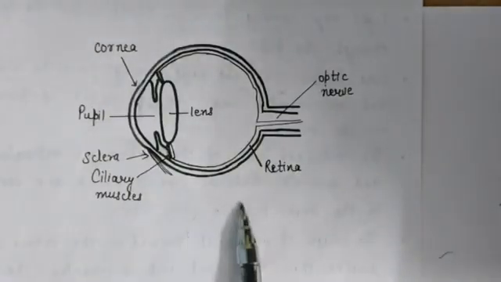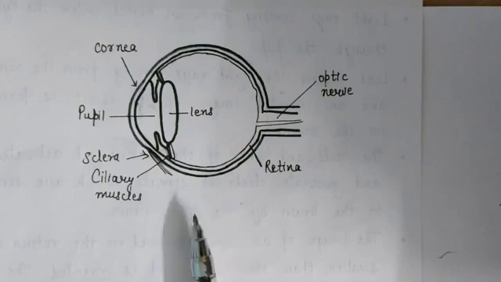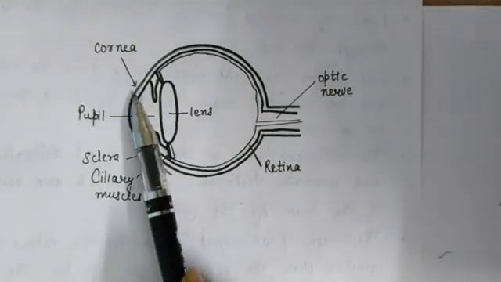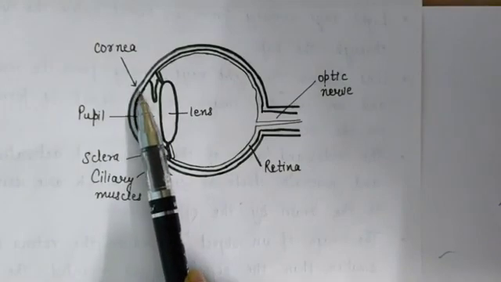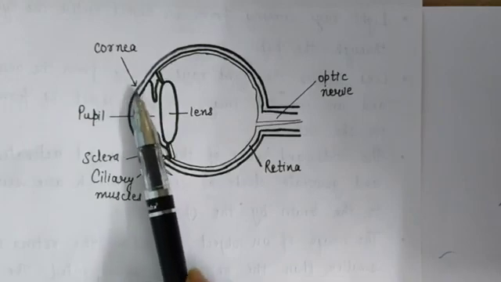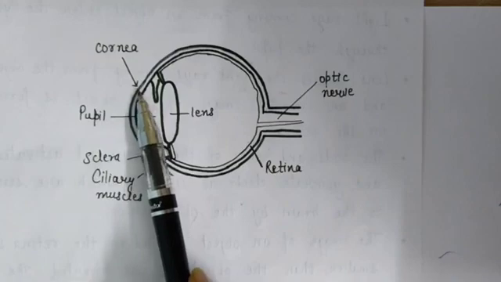Now look at this diagram of the eye. This diagram is showing you the different parts of the eye. This is the cornea. And what is the cornea? The cornea is the transparent portion of the eye, and it protects the eye and also helps in focusing light.